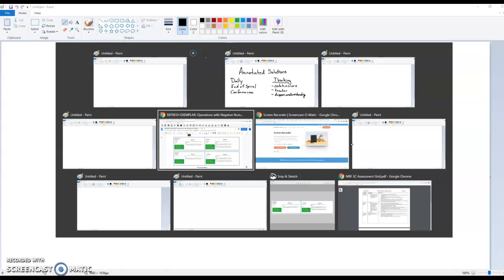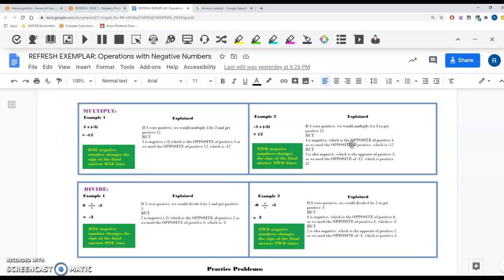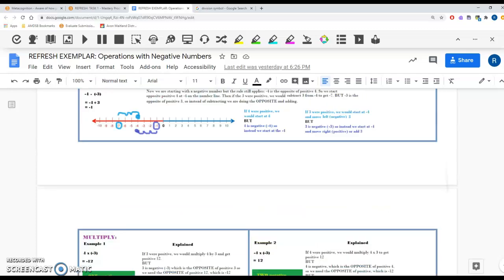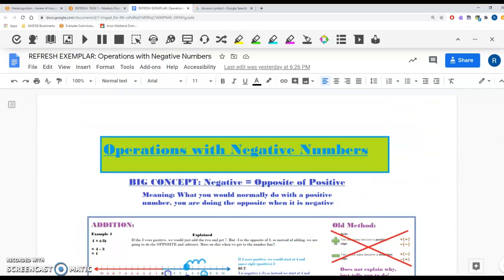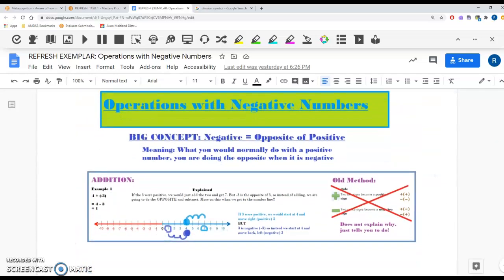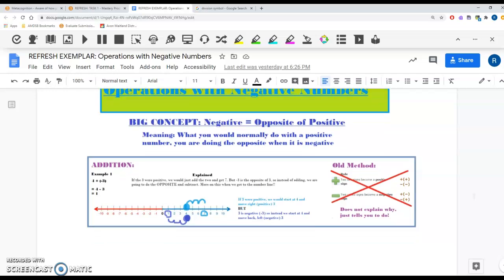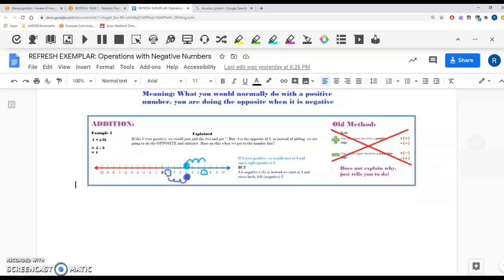Okay, so I did a little example for you in the refresh. Each of you has a different topic, but for me, my exemplar is with operations of negative numbers. And with this, the big concept is that negative means the opposite of positive. So what you would do with a positive number, you're going to do the opposite with a negative number. So rather than that old method where we need to memorize what to do with the signs, don't worry about that. We're looking at what the actual understanding of this is.